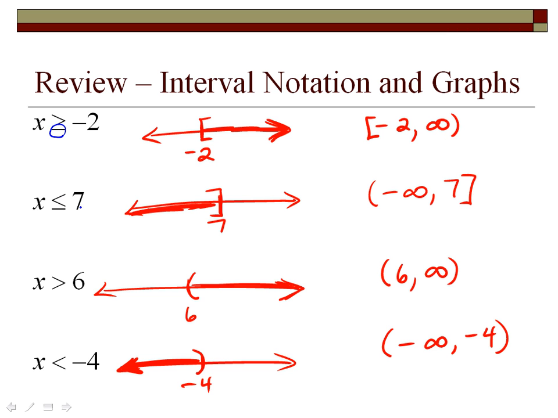X is less than or equal to 7. We shade everything less than 7, which is to the left, but we can include 7, so we indicate with a bracket. So that's from negative infinity to 7. X is greater than 6 is to the right of 6. Smallest to largest is from 6 to infinity. X is less than negative 4 is to the left of negative 4, which is negative infinity to negative 4.